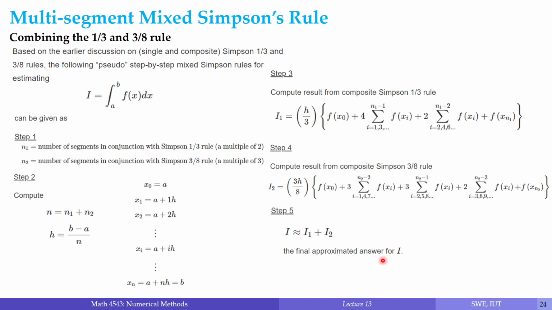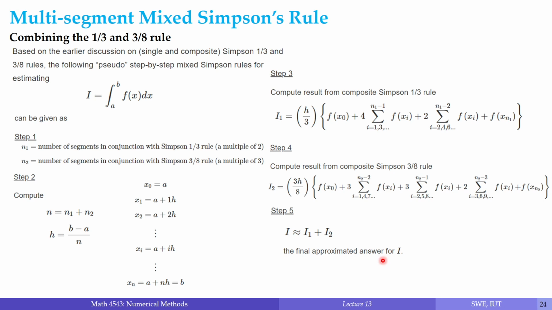So when do we use it? We use it when we see that certain portions of our original function we can approximate better using a second order polynomial instead of using a third order polynomial. That's when we use the mixed Simpson's rule.